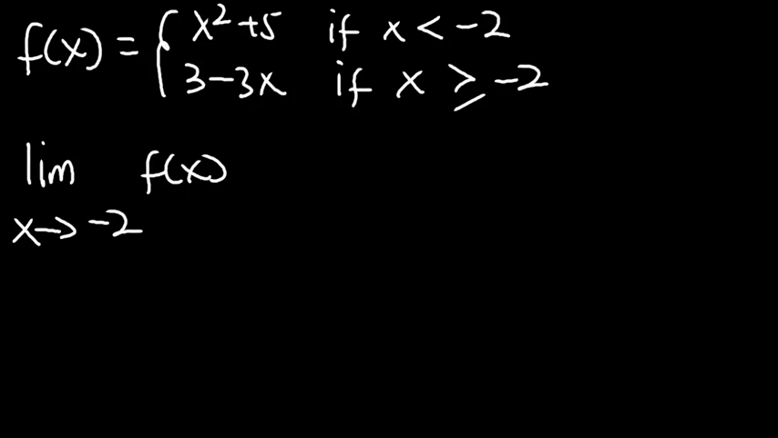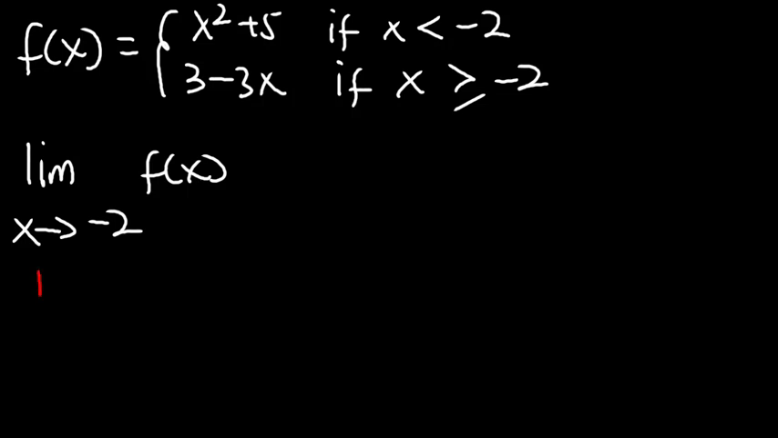So you know that you have to compute the left side limit and then the right side limit, and then compare the answers. If they are the same, then that value will be the limit of the function. If they are not the same, then that means that the limit of the function does not exist. So let's look at how you are going to do this. So let's compute the left side limit first.